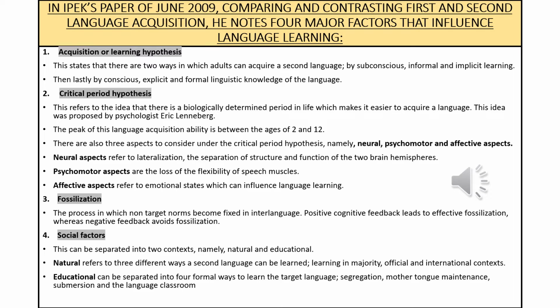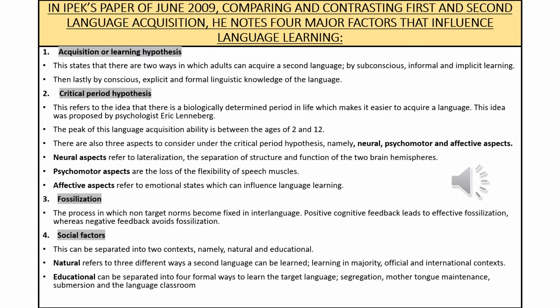Positive cognitive feedback leads to effective fossilization, whereas negative feedback avoids fossilization. The fourth and last factor is called social factors. This can be separated into two contexts, namely natural and educational.